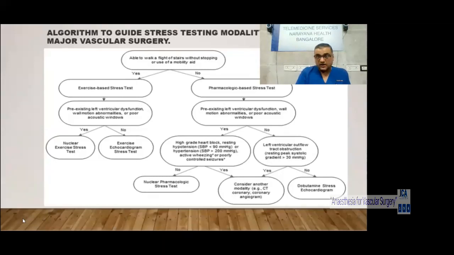If the patient has a left ventricular outflow tract obstruction, with a resting peak systolic gradient greater than 30 mm of mercury, then we have to consider again CT coronary or CT angiogram. If it is not there, then a dobutamine stress echocardiogram can also be done.